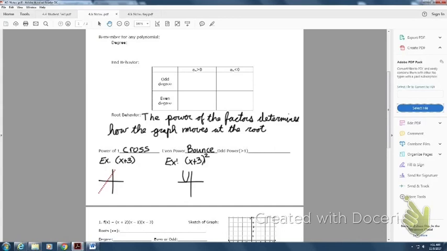And an odd degree greater than 1, it's going to twist. And so if we had x plus 3 cubed, right there at negative 3, you get that twist look, instead of just going straight through like a power of 1.